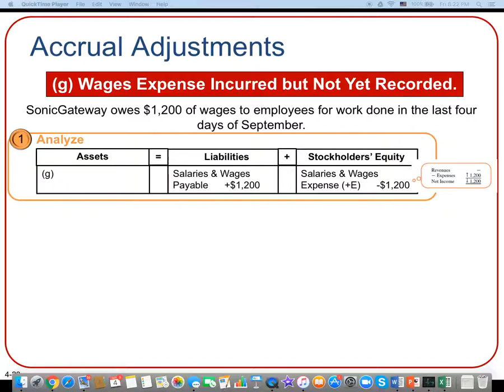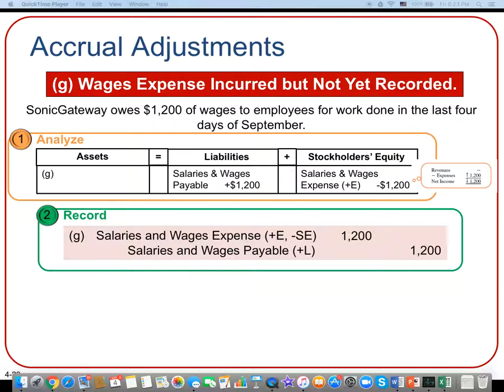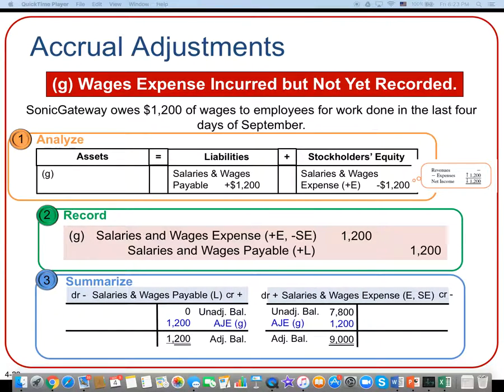So here you have a liability, which means you have an obligation to pay your employee $1,200. And then in your equity section, you should have a salary wage expense, because those 4 days already passed, which means your expense is already incurred. So if you look at the accounting transaction, you should have salary wage expense and then wage salary payable.